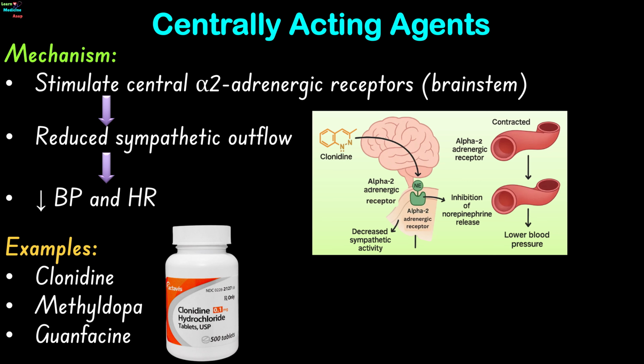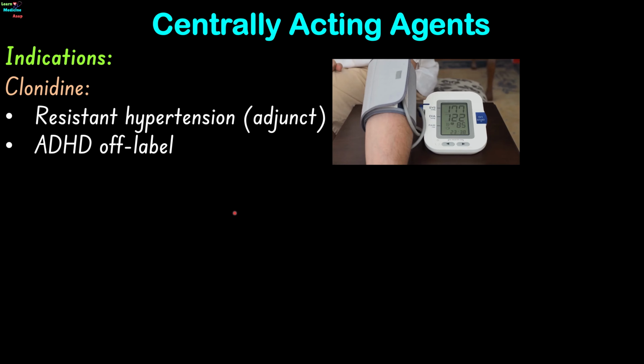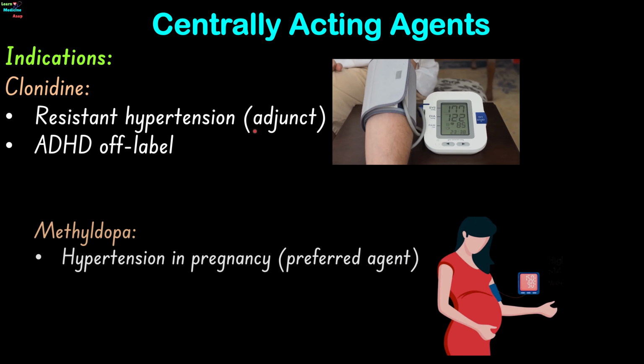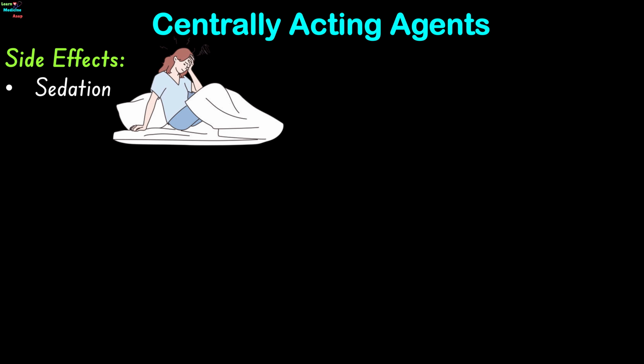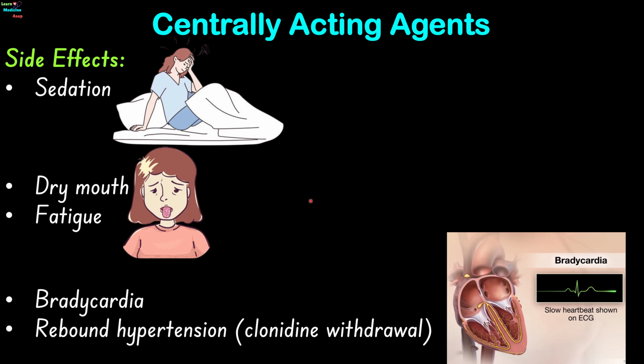In terms of indications, Clonidine is sometimes used as an adjunct in resistant hypertension. Methyldopa holds a special place as a preferred agent for treating hypertension in pregnancy due to its established safety record. Side effects are often what limit the use of these drugs. They include sedation, dry mouth, fatigue, and bradycardia.